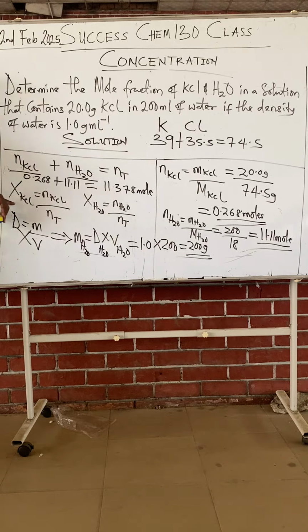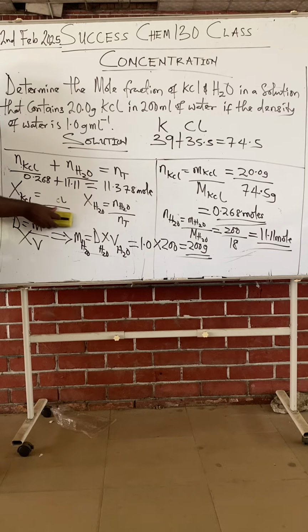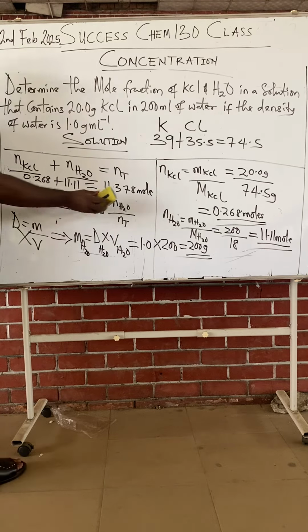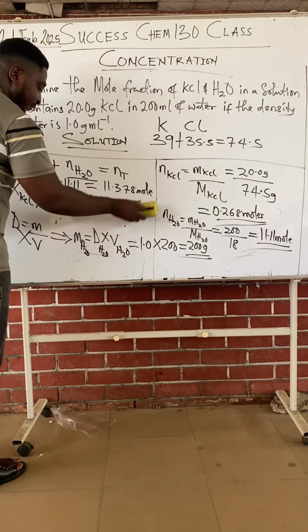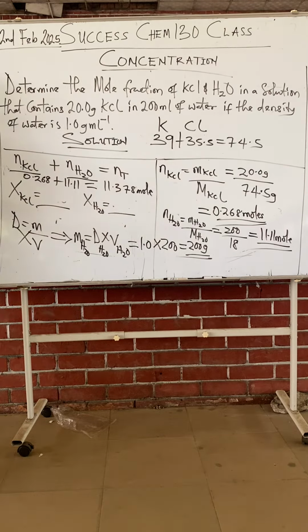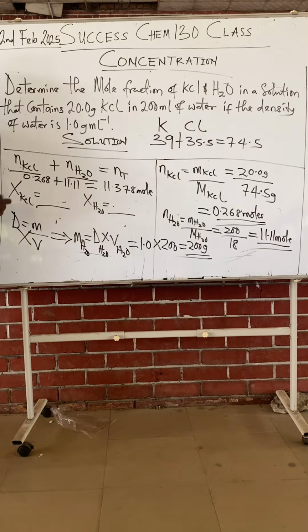Can we now get the mole fraction of KCl? Is number of mole of KCl divided by total number of mole, right? And what is mole fraction of H2O? Number of mole of H2O divided by total number of mole. Because the question says determine the mole fraction of KCl and H2O. So mole fraction of KCl, what is number of mole of KCl only?